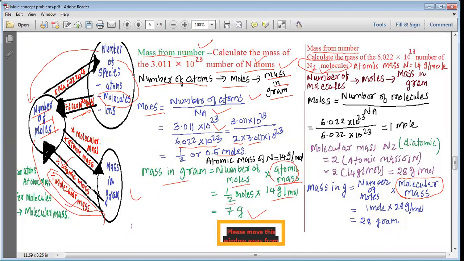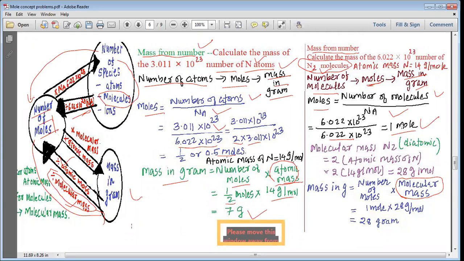Let us understand. To solve these questions, first from the number of molecules, we need to calculate moles, and from these moles, we will calculate mass in gram. Therefore, moles is equal to number of molecules divided by Avogadro number. Here the number of molecules is 6.022 into 10 to the power 23, and Avogadro number is also 6.022 into 10 to the power 23. So nitrogen molecules are 1 mole of nitrogen molecules.